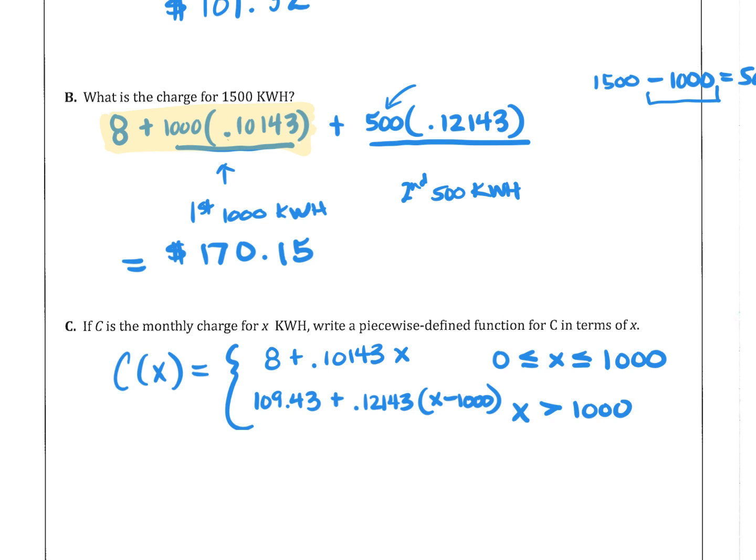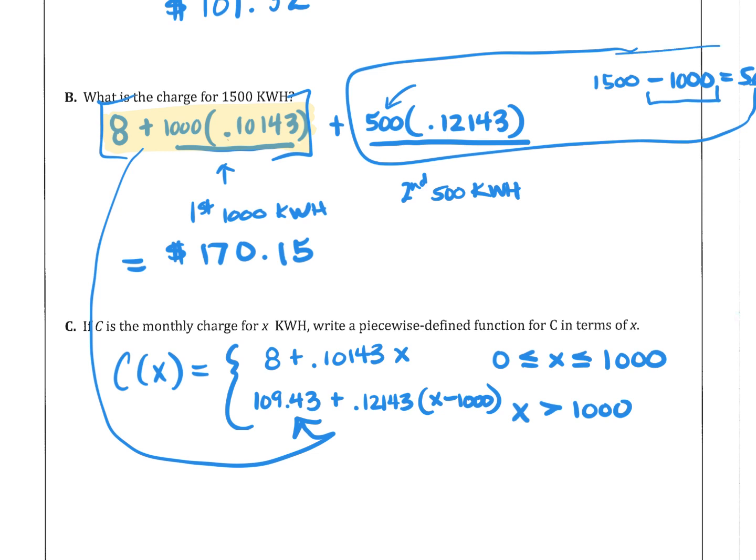So to figure out what a piecewise equation is, we plug some values in to figure out what the pattern is that helps us. So we took the first 1,000, this right here became this part right here, and then this right here became the other chunk, didn't it? So that's what we used.